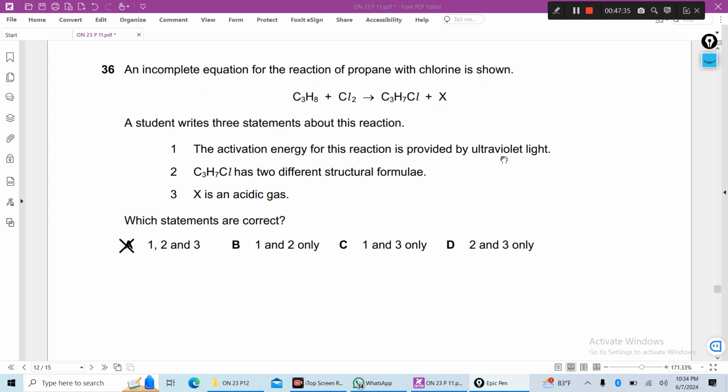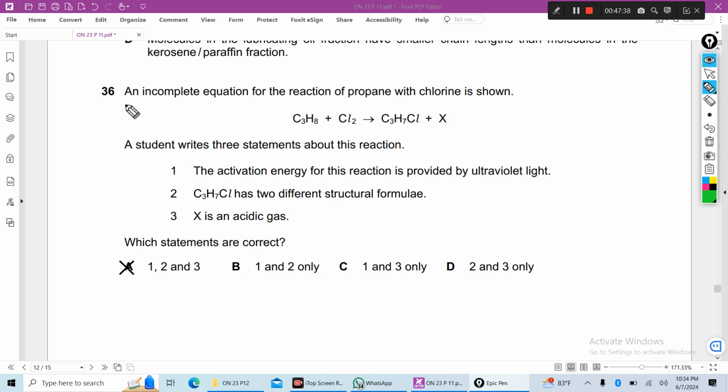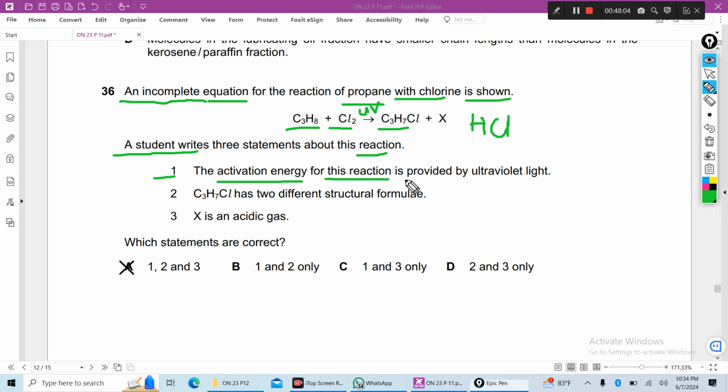Next, (36). An incomplete equation for the reaction of propane and chlorine is shown. Propane reacts with chlorine in the presence of UV light. Chloropropane plus hydrogen chloride, an acidic gas, will be produced. So a student writes 3 statements about this reaction. Number 1, the activation energy for the reaction is provided by the ultraviolet light. It is true, because for this reaction ultraviolet light is needed, which provides energy for the reaction.